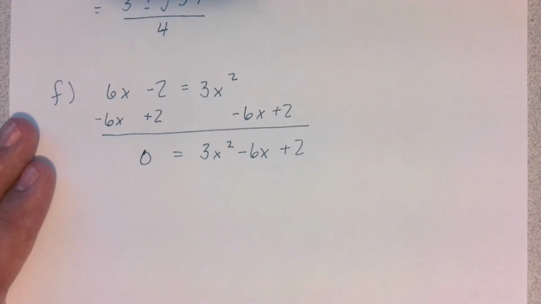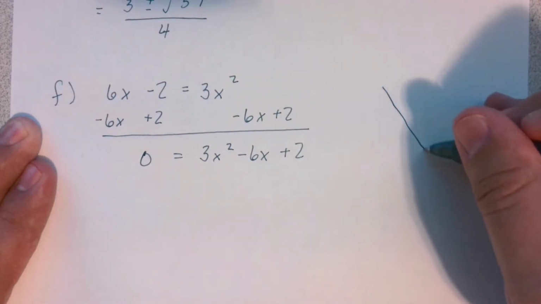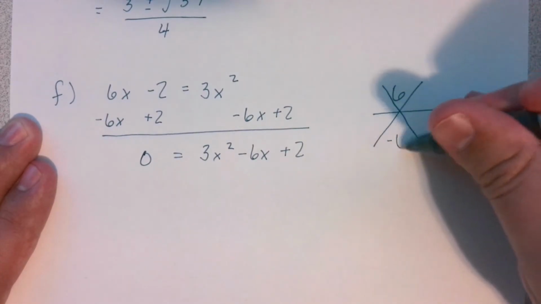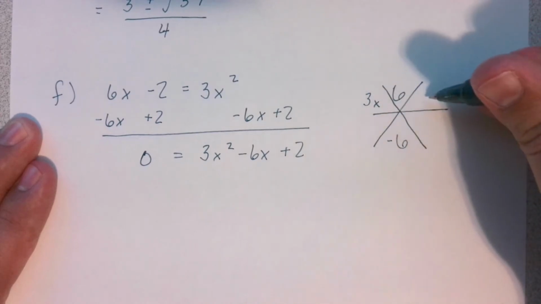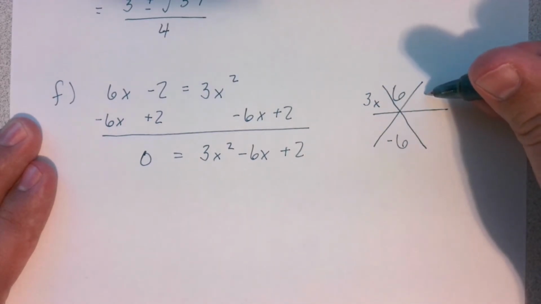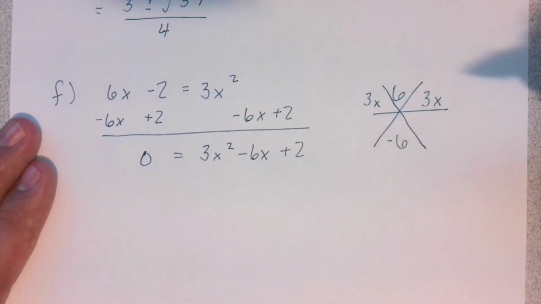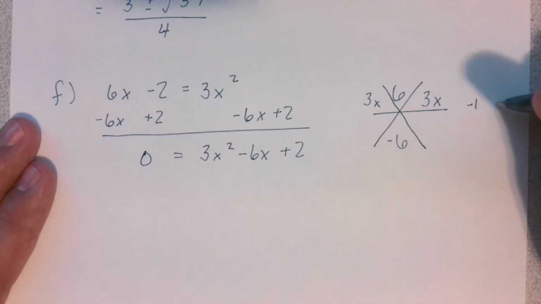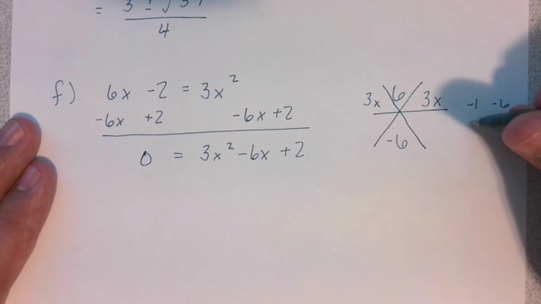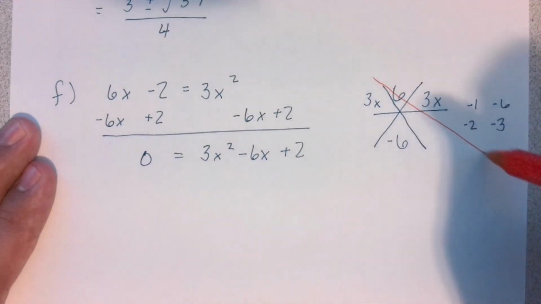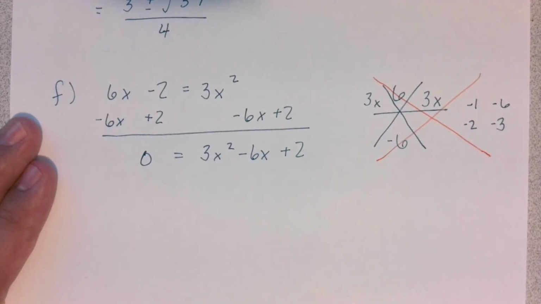And again, I'm going to try to factor it with the asterisk method. We get 6, negative 6, 3x, and 3x. Now we need to multiply to 6 and add up to negative 6. So that means both my numbers have to be negative. Well, negative 1, negative 6, nope. Negative 2, negative 3, nope. So this one is also not factorable.